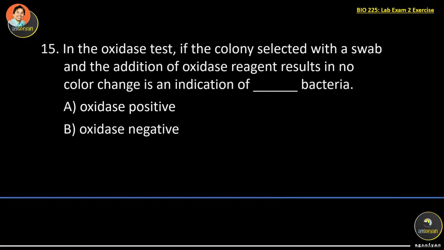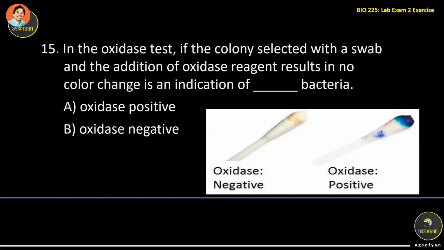Now, in the oxidase test, if the colony is selected with a swab and the addition of oxidase reagents results in no color change, it is an indication of blank bacteria, oxidase positive or oxidase negative. Of course, if it is no color change like this, it's going to be oxidase negative. This means that the bacteria do not have the cytochrome oxidase enzyme.